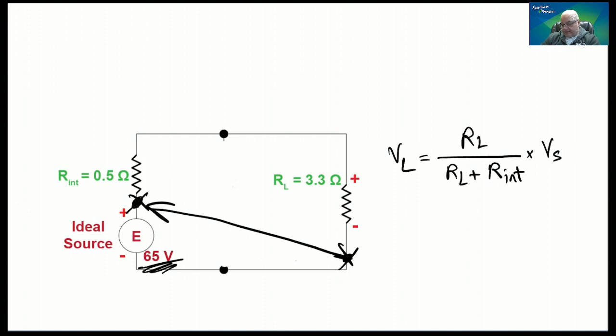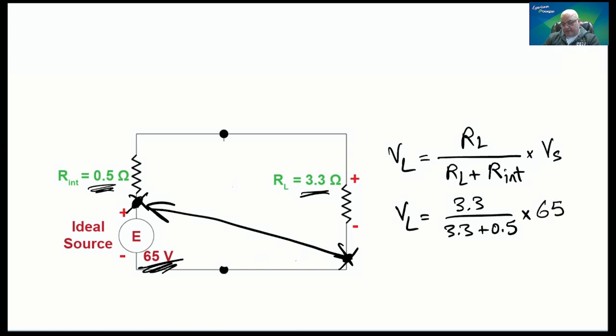This is a ridiculous example because you're probably not going to have your load resistor so close in value to the internal resistor. That would be a very bad application of the principle. Anyway, so VL is going to be RL, 3.3 ohms, divided by 3.3 plus 0.5, multiplied by Vs, which is 65. And if you do the calculation, you get the voltage that is on the load.